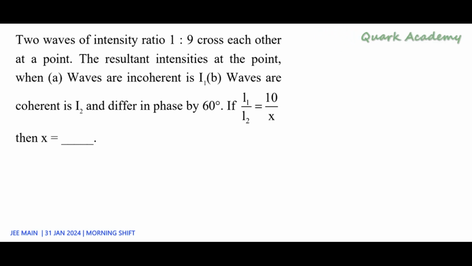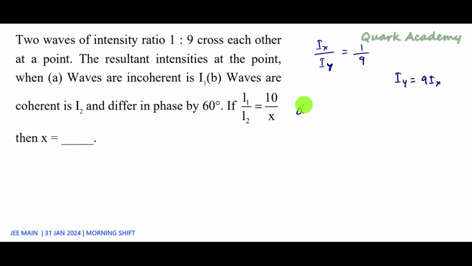Two waves are there. Their intensities are in the ratio of 1:9. So let's consider the intensities of each wave as Ix and Iy. So Ix by Iy equal to 1 by 9. So we can write Iy equal to 9 times Ix.